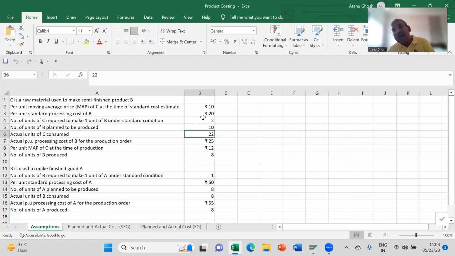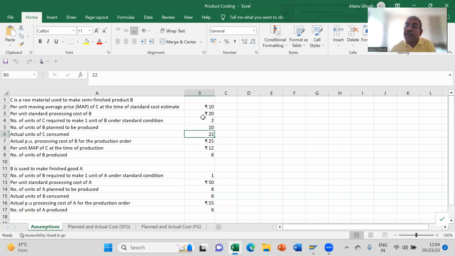Why did I consume 22 units of C? Maybe because certain units got broken while being used in the production order. Remember, do not confuse this with the yield of the finished product or semi-finished product B. This is the raw material. The raw material itself was consumed more than what was initially planned. For example, say the raw material is a brake kit. While fitting the brake kit into the frame, a couple of brake kits broke, or a few brake kits fell from the forklift which was carrying them.